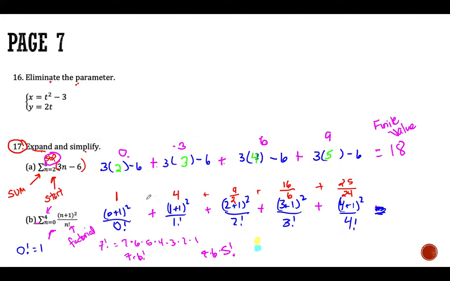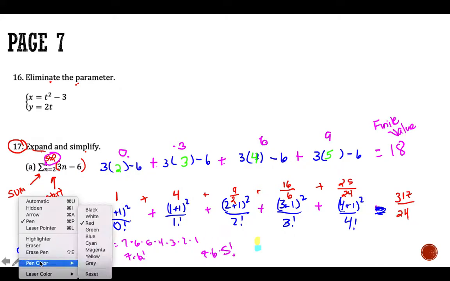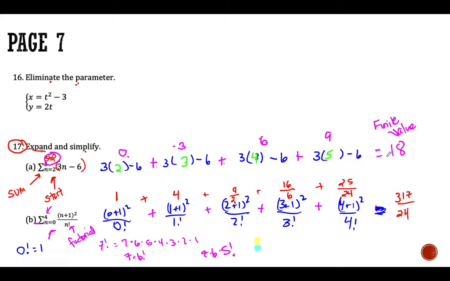And we need to add those all together. So of course I need a common denominator. Add those all together, and I get 317 over 24. And no, I didn't just do that in my head, I did the problem before. But I had to get a common denominator of 24 in order to add those together.